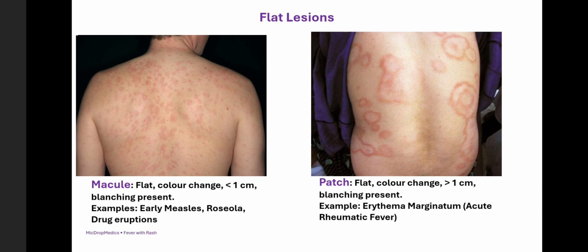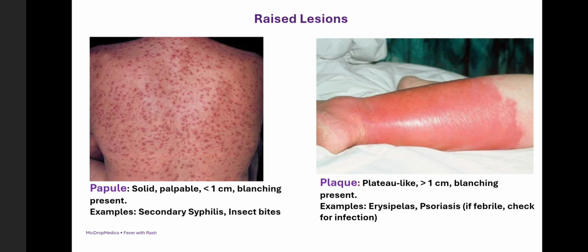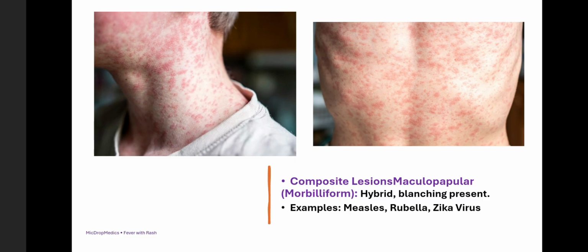If it's flat and less than 1 cm in size, that's a macule, likely early measles or roseola. If it's bigger than 1 cm, it's a patch, think erythema marginatum in acute rheumatic fever. If you can feel it like a bump, it's likely a papule in secondary syphilis or a patch in erysipelas. Macule and papule are your bread and butter viral rashes. When they join forces, you get the classic maculopapular look of Zika, measles, and rubella.